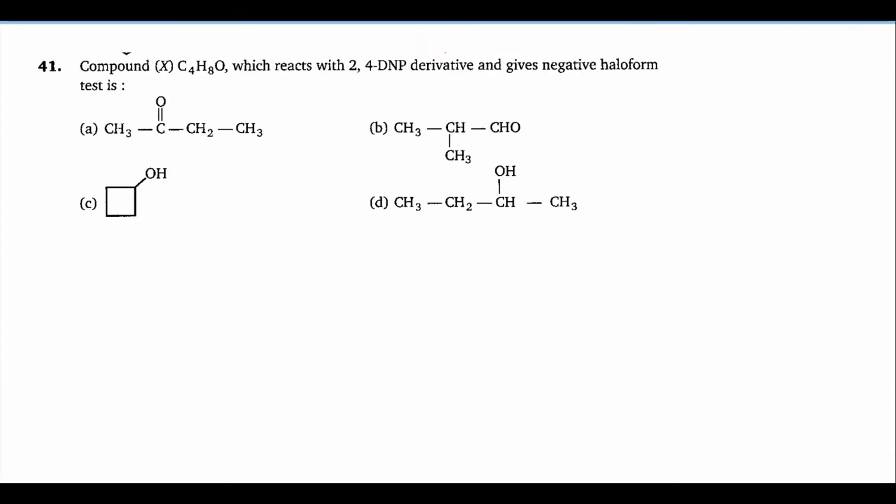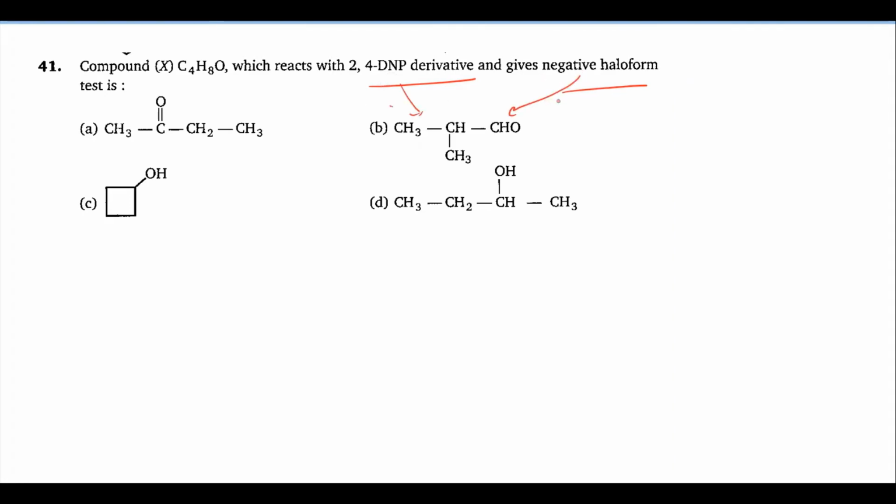Next question, 41. The compound C4H8O reacts with 2,4-DNP and it gives a negative haloform test. Negative haloform, 2,4-DNP. First of all, you should know the 2,4-DNP test is for aldehyde and ketone. The 2,4-DNP test is there for both aldehyde and ketone.